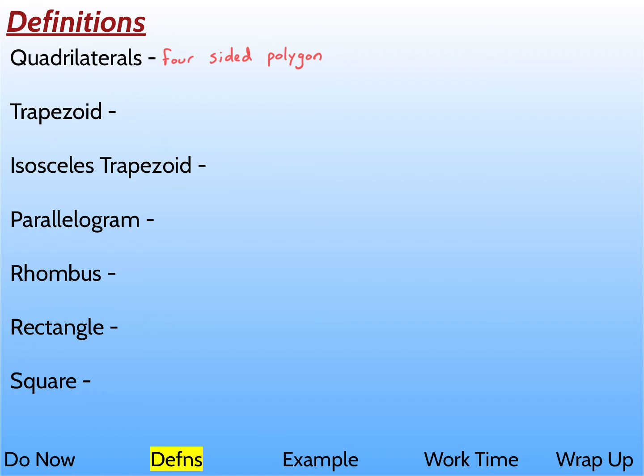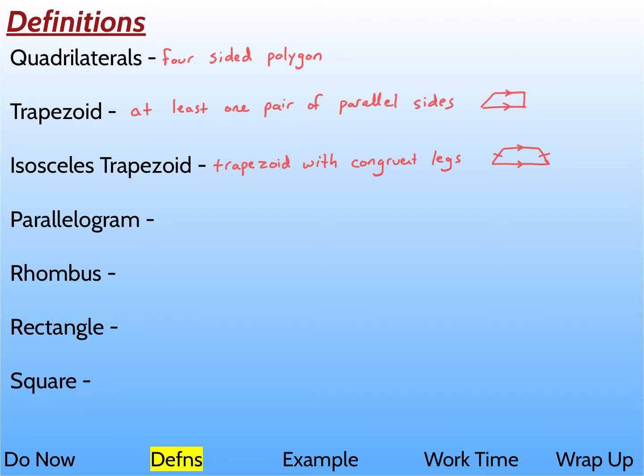A trapezoid. That has at least one pair of parallel sides. So here I drew them right here and right here. Now, an isosceles trapezoid is a trapezoid, so you have to include this part, but also there's a special property of you also need congruent legs. So we have the parallel sides for the trapezoid, but this leg and this leg are the same length.